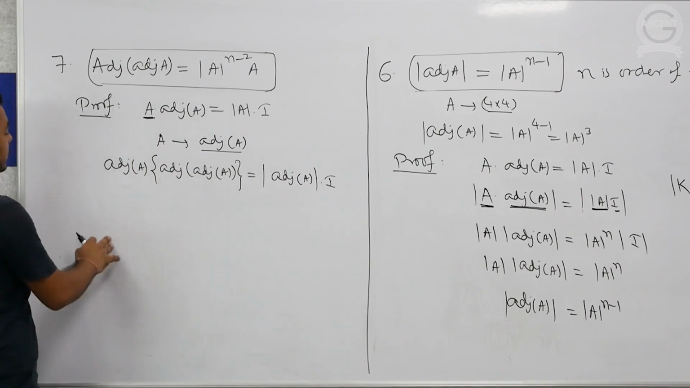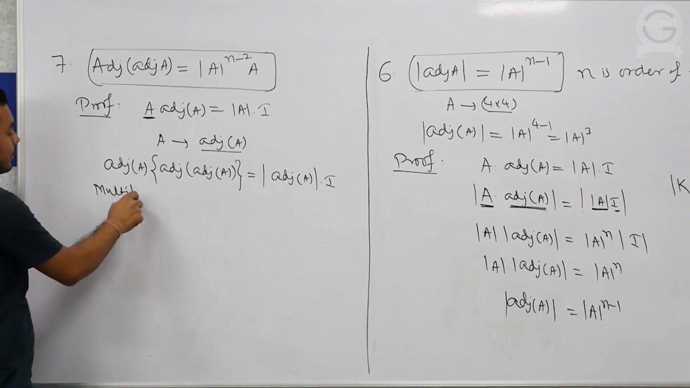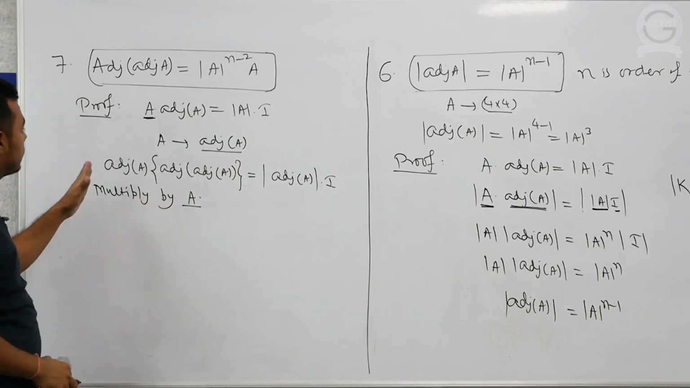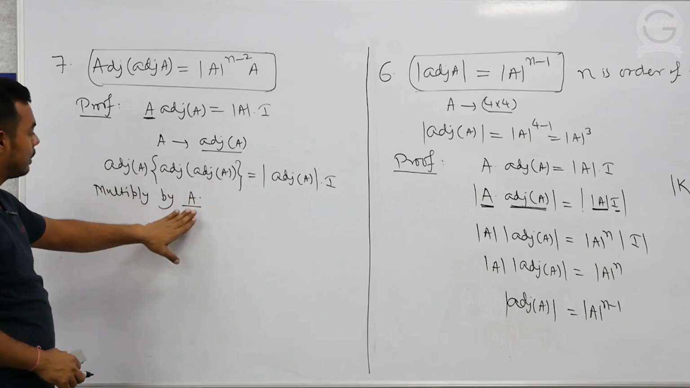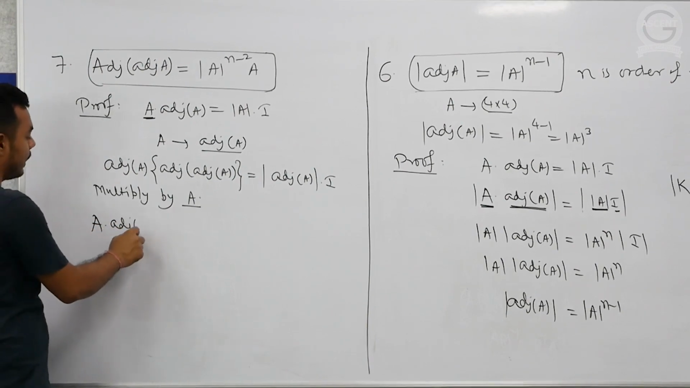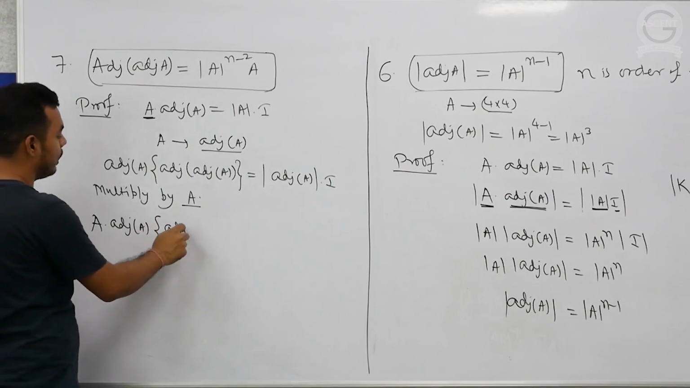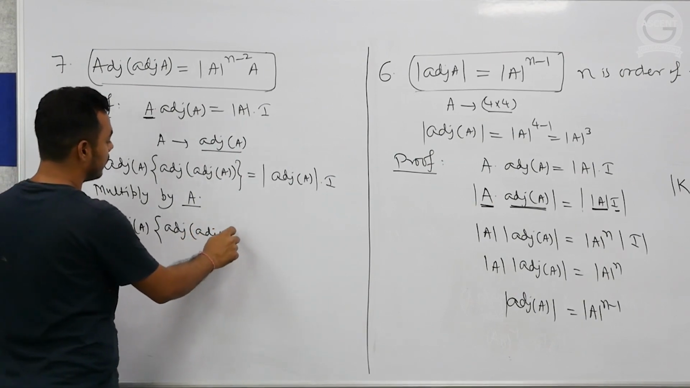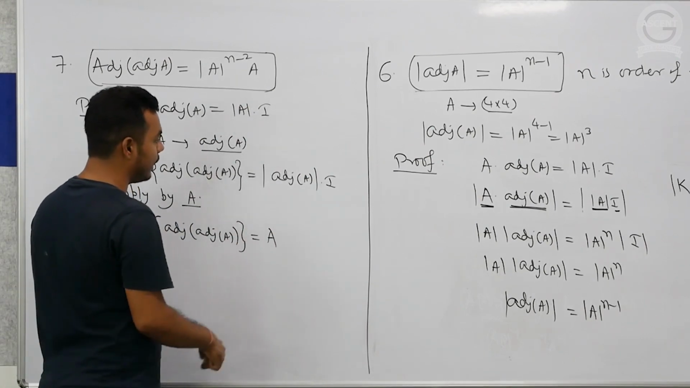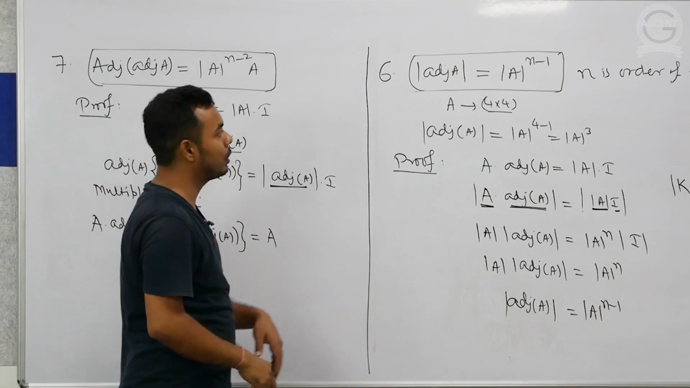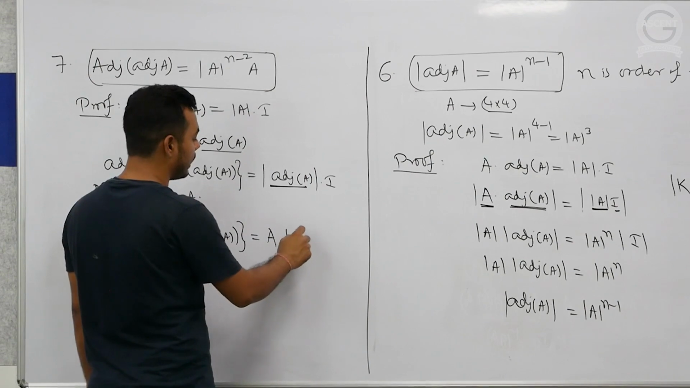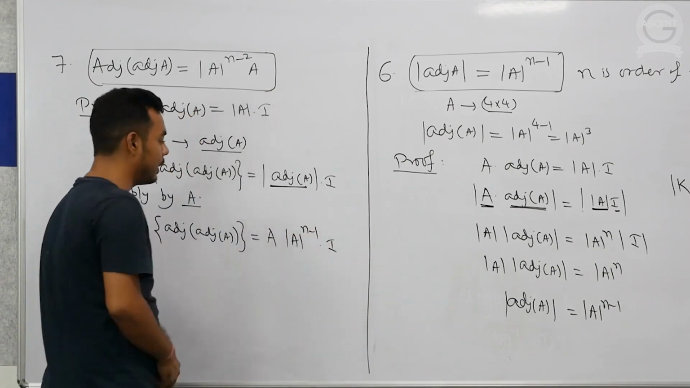I have simply replaced A by adjoint of A, so wherever I had A, I am writing adjoint of A. Now in the next step we are going to multiply both sides by matrix A, and we are going to do pre-multiplication. So both sides we multiply by matrix A first. So I will get A into adjoint of A, multiplied by adjoint of adjoint of A, and on the right side, A into determinant of adjoint of A. We already know this is nothing but determinant of A to the power n minus 1. So here I will get determinant of A to the power n minus 1 into this identity matrix.